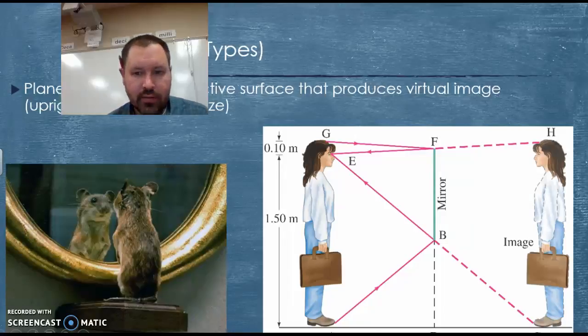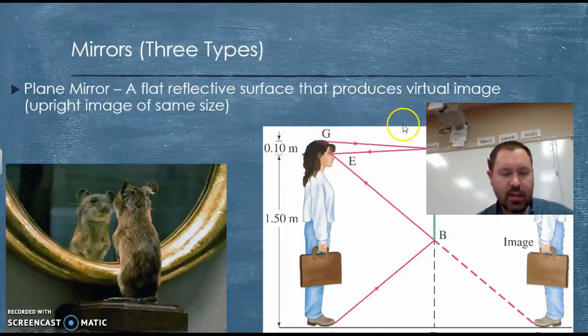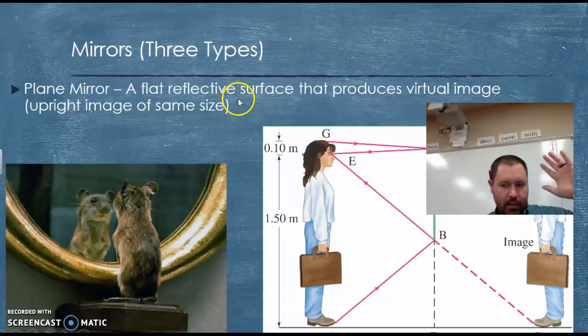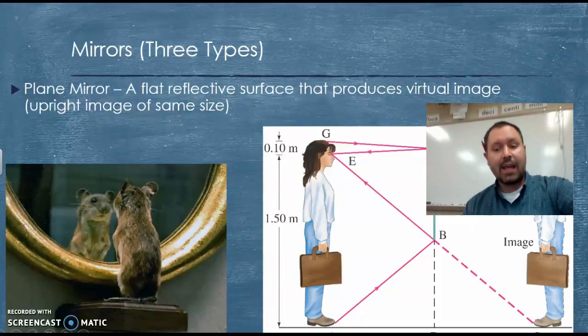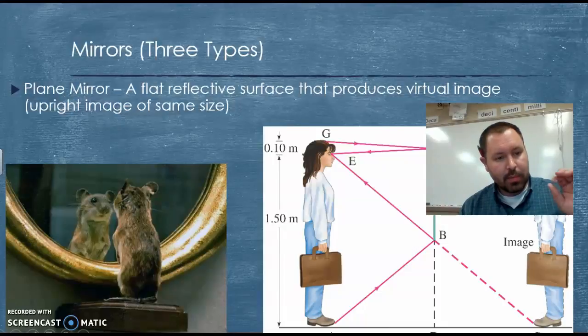Okay, so here's where we left off. We had just got done talking about color and things like that, but now we're talking about mirrors and reflective surfaces. And the first kind of mirror is pretty much the plane mirror. And when I say plane, I'm not talking about PLAIN like yogurt. I'm talking about PLANE, which means flat.